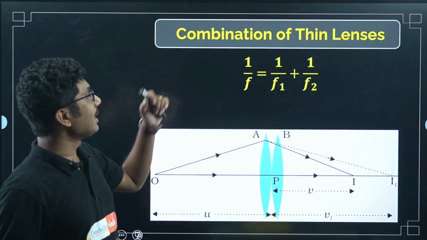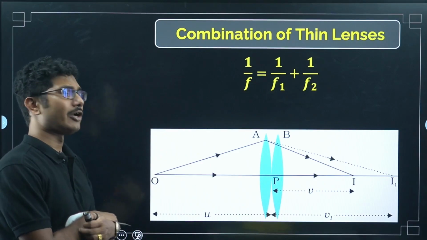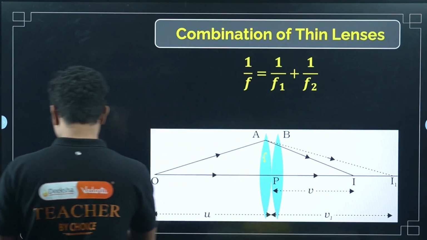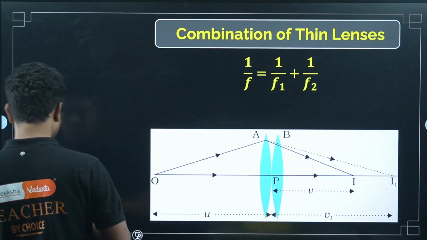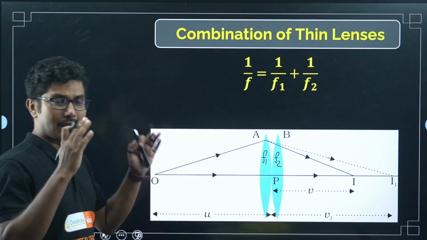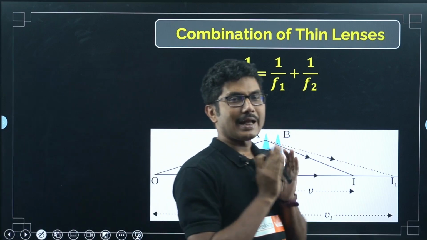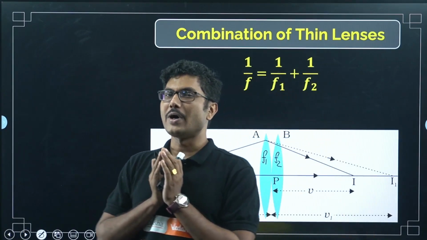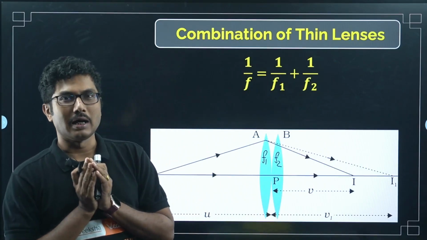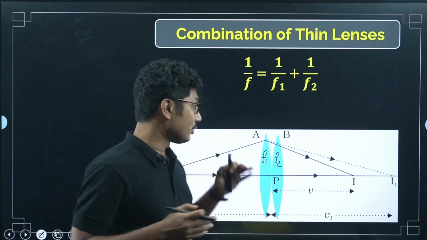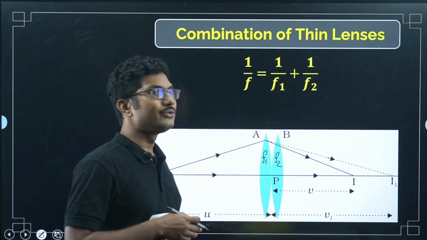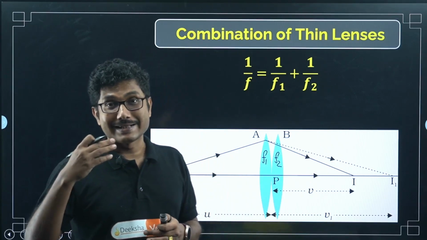Now let's look into the combination of two thin lenses in contact. Suppose we have two thin lenses, one of focal length f1 and another of focal length f2. When you combine them together, kept close to one another, what will be the combined focal length? That is very important, because sometimes if you want to change the focal length and you do not have the exact focal length, then you can use two lenses to get the exact focal length.